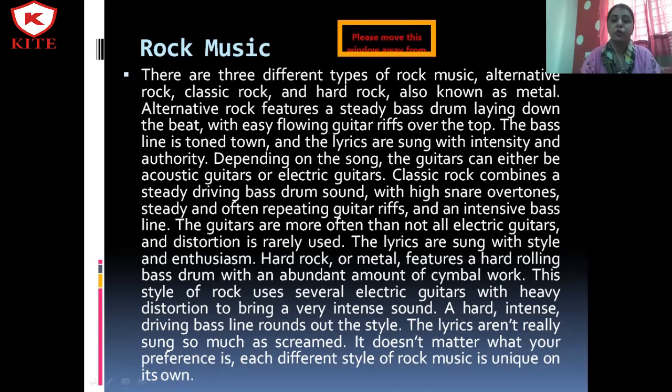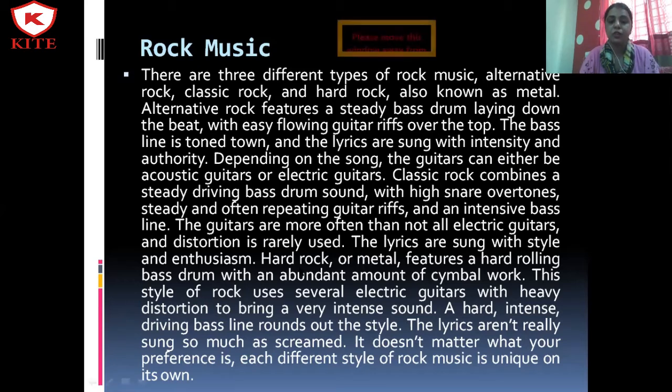Then we are going to the next one, that is classic rock. As you can see, what is classic rock? It is given what kind of combination of drum, guitar, high and low notes are required for creating classic rock. And then we see that it goes to the third type of rock, that is hard rock.